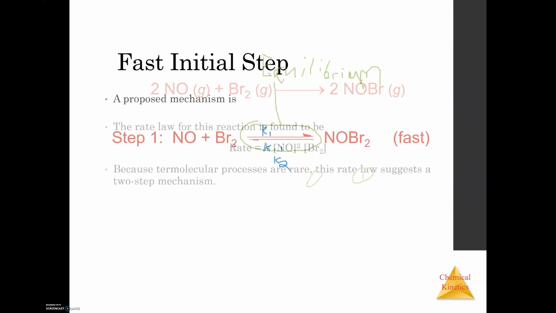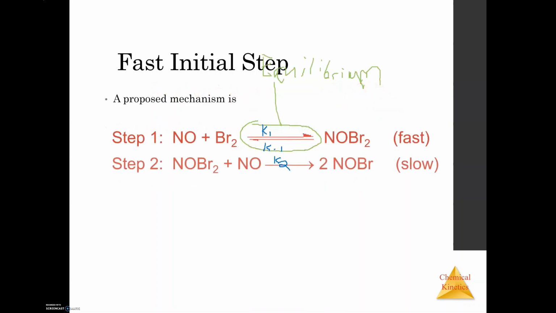So let's look at the mechanism. With 2 steps, we have step 1, which is the fast step, and step 2, which is the slow step. So what we're going to do is go through the mechanism, write the rate law based off this mechanism, and then compare it back to what we saw on the previous slide.